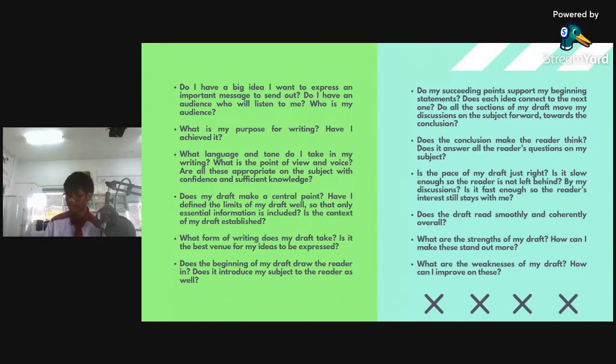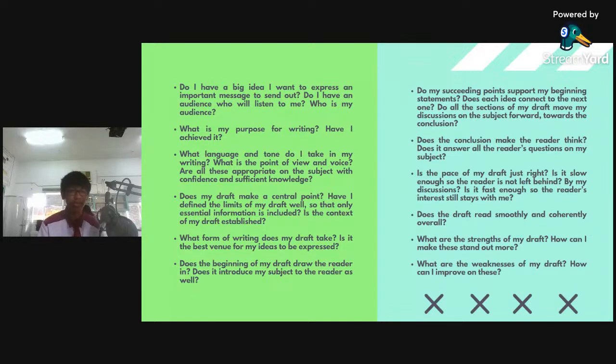Right, I'll speedrun it from here, hopefully. What is my purpose for writing? Have I achieved it? So obviously there's a goal, like I previously mentioned, when you're writing an essay. So part of that is your purpose for writing. What do you want to accomplish, right? Have I achieved it? So when you're reading the essay, ask yourself, really, if you were the reader, would you get where the author is coming from, right? Or would you misunderstand something, right?